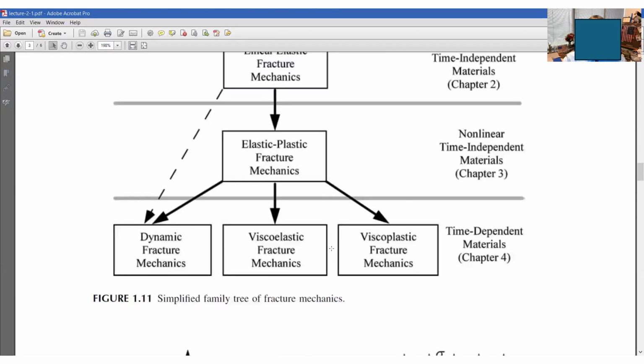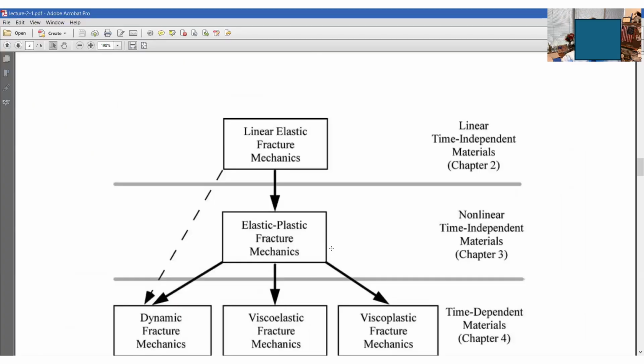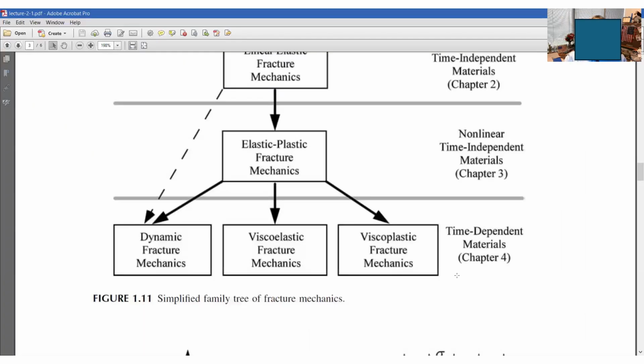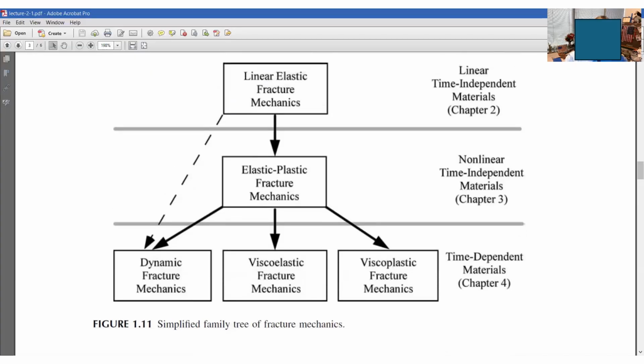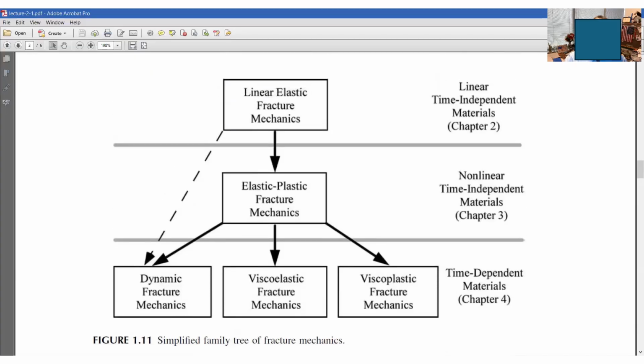Next one, I got this one from the textbook. Look at this picture, figure 1.11. This picture shows us the family tree of fracture mechanics. First, linear elastic fracture mechanics, LEFM. This is our chapter 2, and we are going to spend a lot of time on it. This is fundamentals. I hope you guys learn this very, very well.